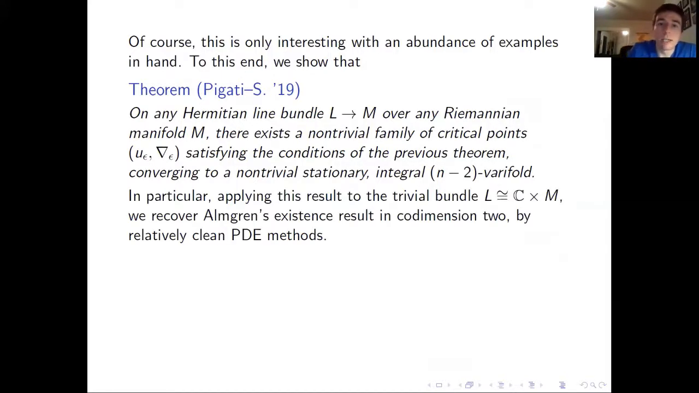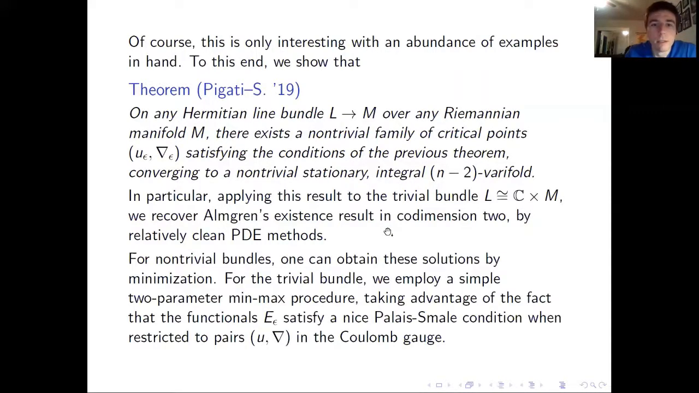So in particular, if we apply this result to the trivial bundle, which exists over any base manifold M, we recover Almgren's existence result in codimension 2 by fairly clean PDE methods. For non-trivial bundles, we can find these solutions just by direct minimization. And it turns out they'll coincide with the minimal submanifolds we get by minimizing the n minus 2 varifold mass.